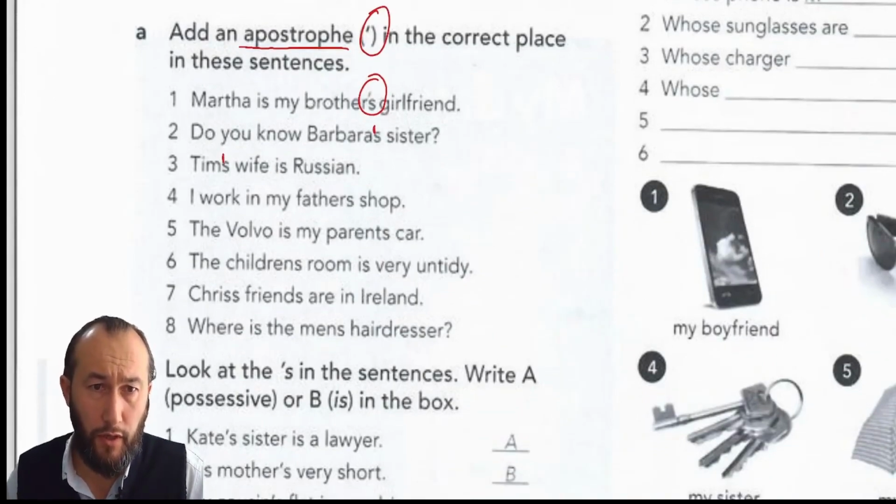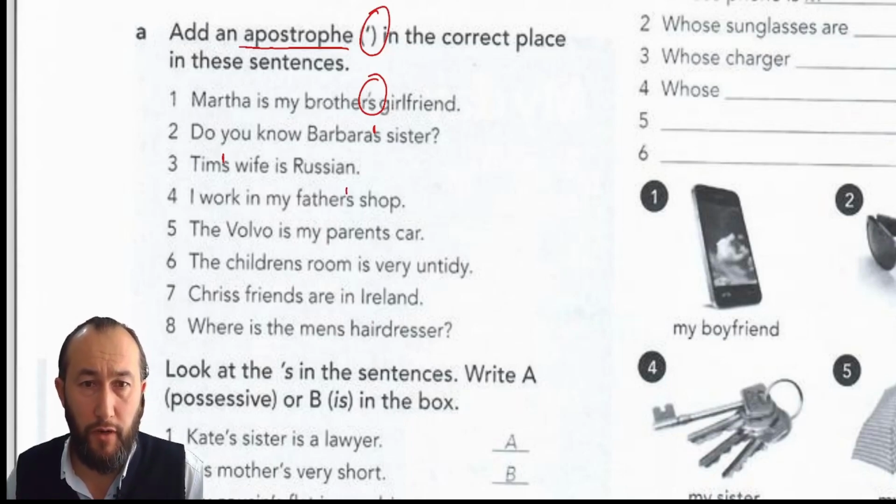Number 4, I work in my father's shop. The shop of my father, or with the apostrophe, father's shop. Number 5, the Volvo is my parents' car. That car belongs to both of my parents, so we're going to put the apostrophe here. My parents means my father and my mother, both of them. My parents' car.